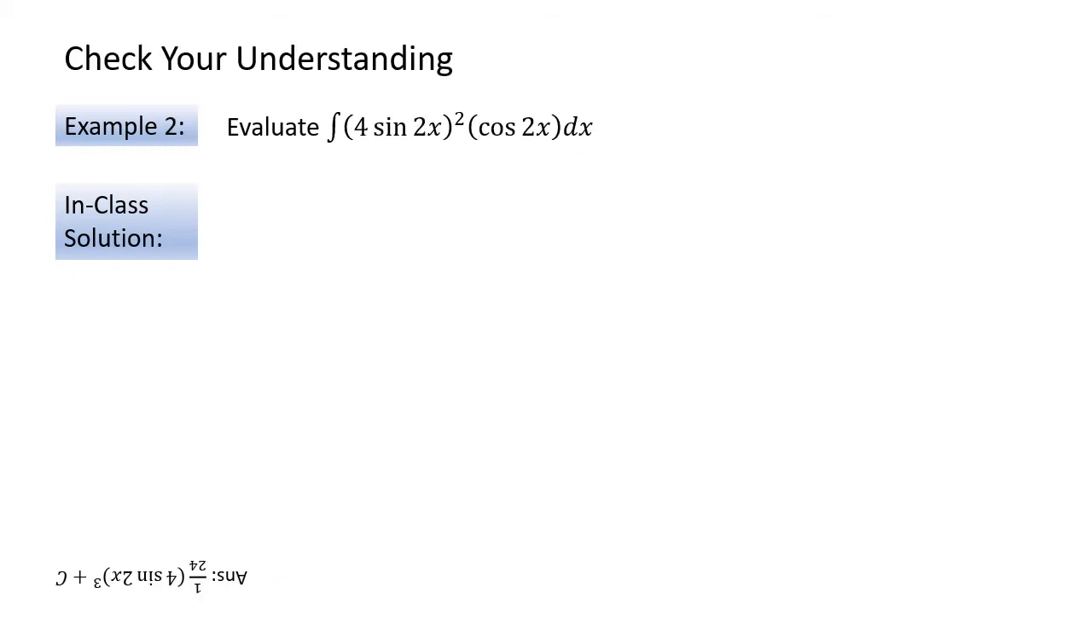Okay, so our next example is using trigonometric functions. So let's evaluate the integral of 4 sine of 2x squared times cosine of 2x dx. Again, the function with the exponent is always the better bet to use as the function u. So I'm going to let u equal 4 sine of 2x. Okay? So du by dx is equal to 4 cosine of 2x.